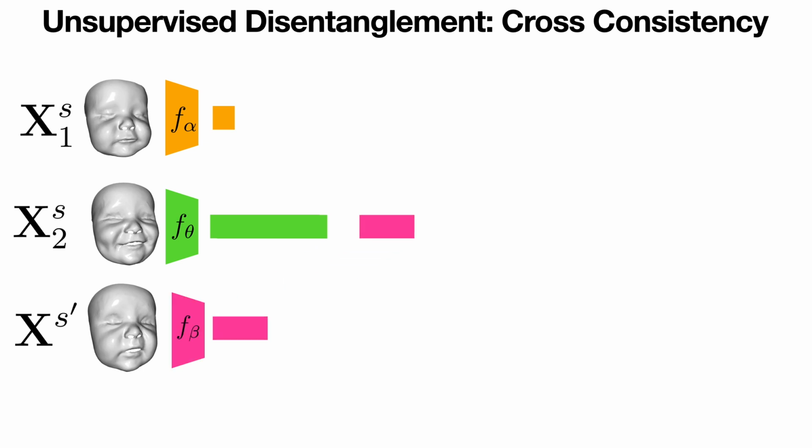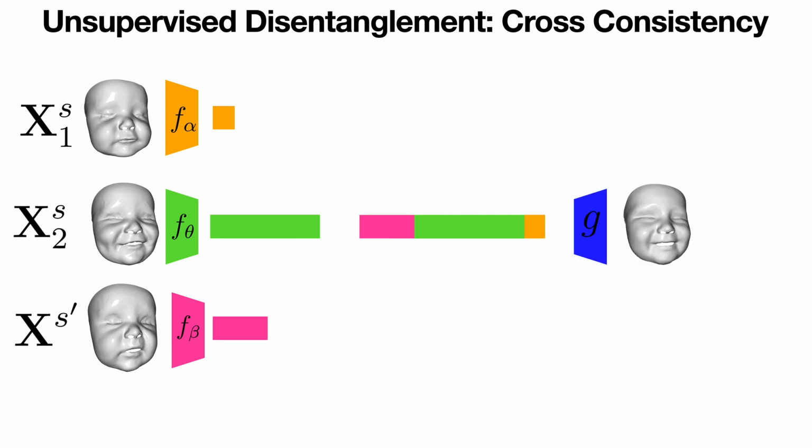These 3 latents are concatenated and fed through the model decoder, thus yielding a reconstruction with the expression of the second scan, and by choice design of the 3 scans, the encoded age and identity should also match that of the second scan. Hence, the cross-consistency loss is computed between the reconstruction and the original second scan.